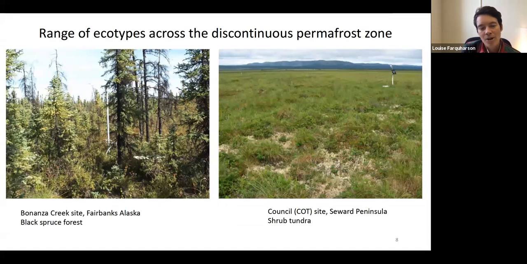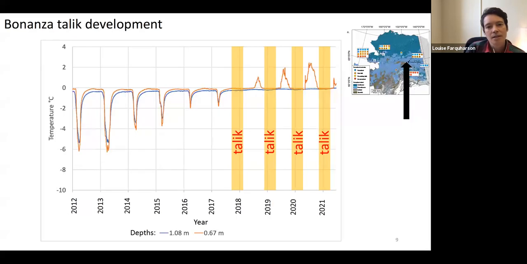Another thing to note about the range of sites that we have is that they span quite a wide range of vegetation types. On the left-hand side here is an example from Bonanza Creek in the Fairbanks area, which is a black spruce forest. It's an area characterized by quite a thick organic layer composed of mosses and sedges. And on the right-hand side is an example of our Council site near Nome on the Seward Peninsula, which is characterized by shrub tundra.